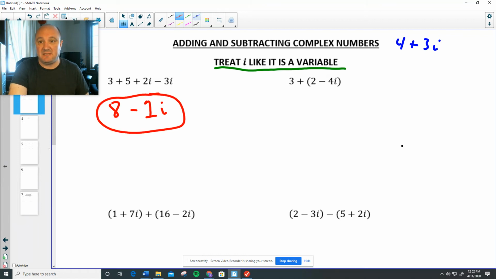When it comes to complex numbers, I always want to write them with the numerical component first, then plus or minus, and then the component with i involved. I'm always writing it in the form a plus bi.